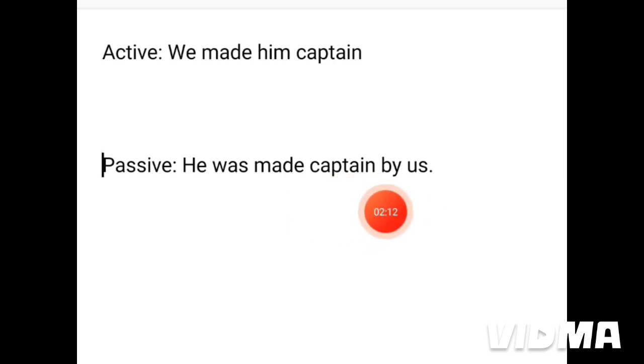By: we have used by us. This us is the objective form of we because we have to shift this we, the subject here. So we have written here us. The entire sentence is he was made captain by us, and this is the passive voice.